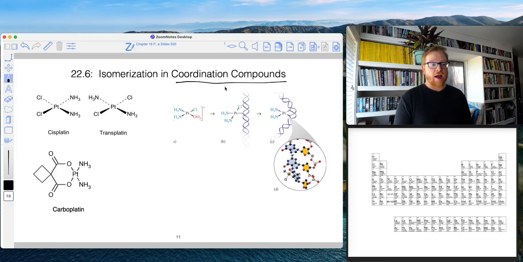And by coordination compounds, we mean, in this case, neutral compounds.